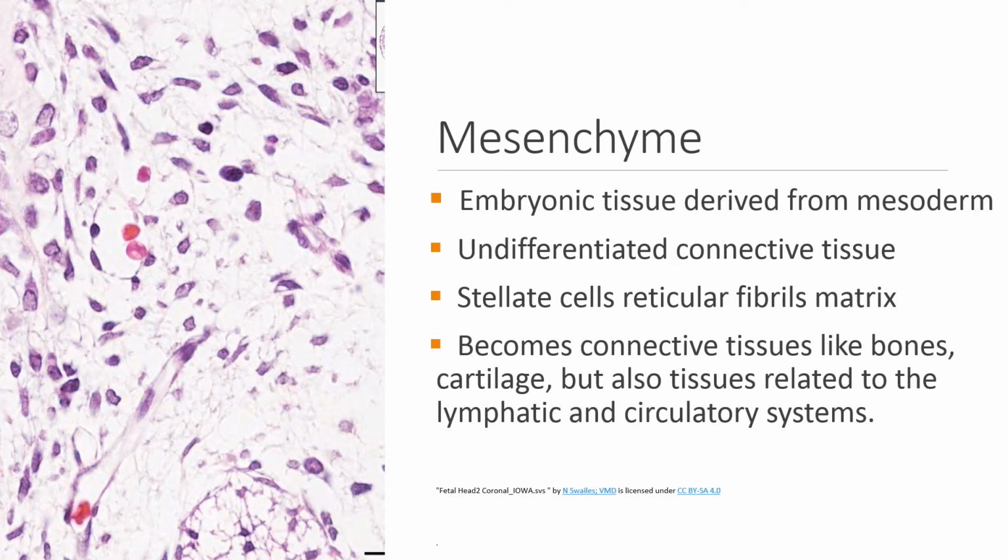You'll know mesenchyme when you see it because the cells look kind of star-like. At least they do to me. Okay, so you'll have this kind of star-like cell, and it's in a reticular fiber background. So you can kind of see the fibers back here where they support the cells and help form this tissue. Okay, so reticular fibrils and star-shaped cells.